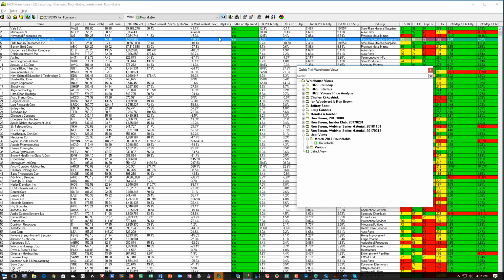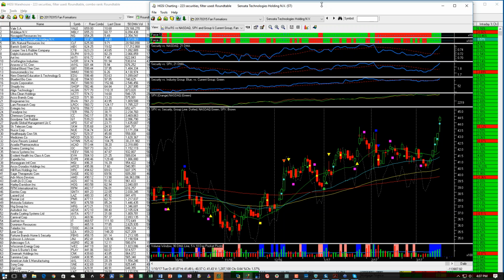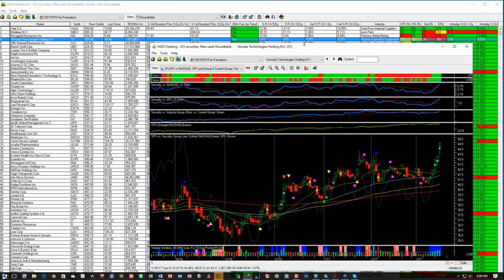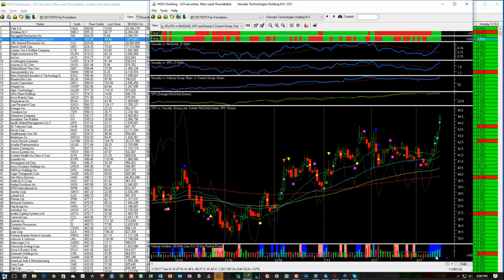Here, this column is green because every one of these fans are up. Now look at this stock. Clearly outperforming both the NASDAQ and the SPX and its group because it's turned up. And look at these pocket pivots. This has generated 10-day pocket pivot only. So huge volume coming into this stock and clearly outperforming.